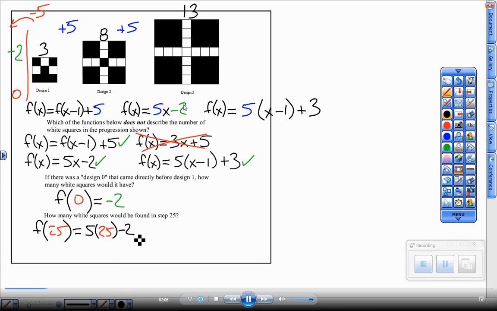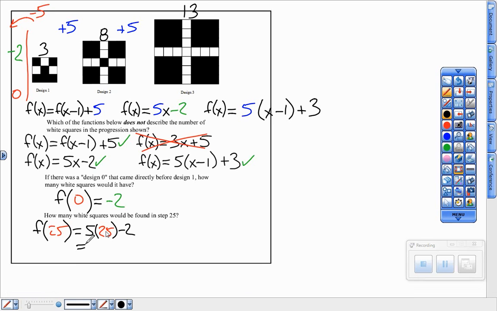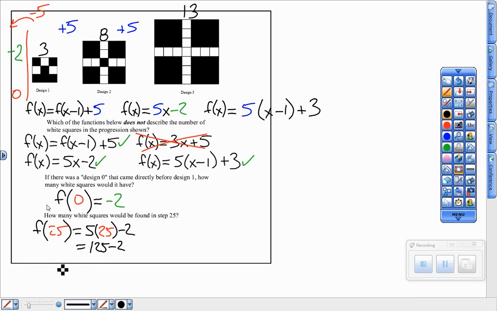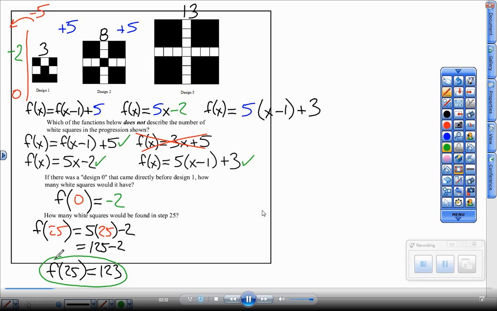So using this equation, plugging in x is 25 times that 5 gives me 125 minus that 2, which gives me the function at the 25th term is 123. Okay, next problem, here we go.